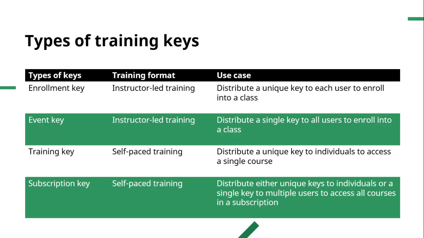We have 4 different types of training keys. 2 are for class enrollments and 2 are for self-paced training. And the first type is the enrollment training key. This is used for instructor-led training.